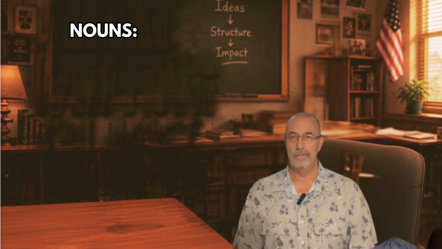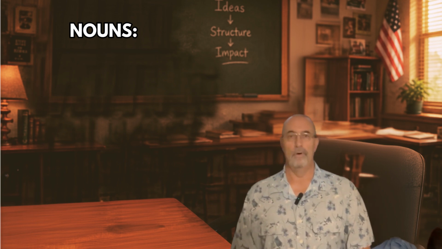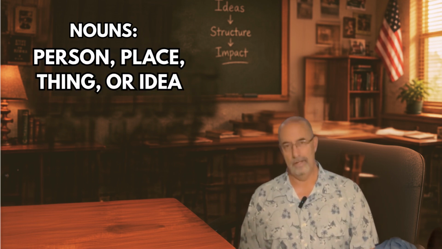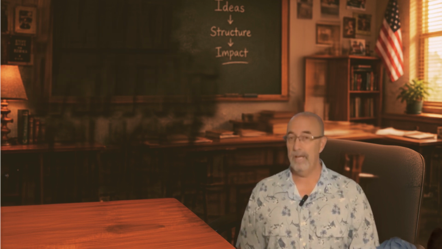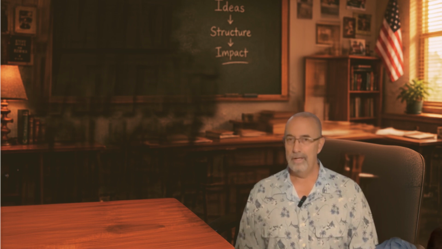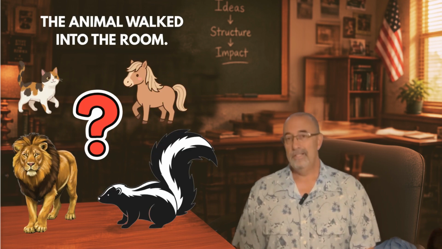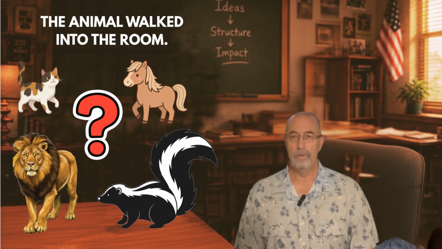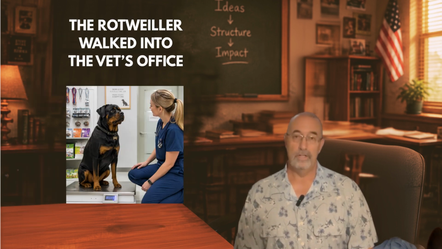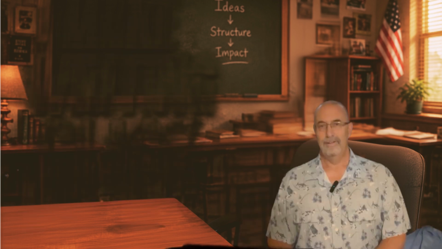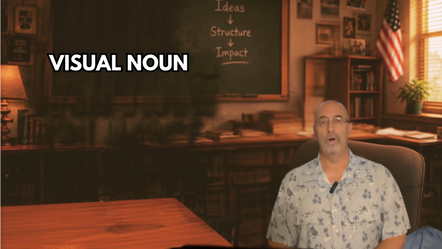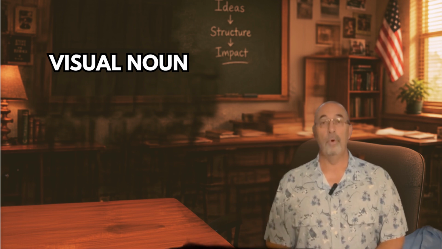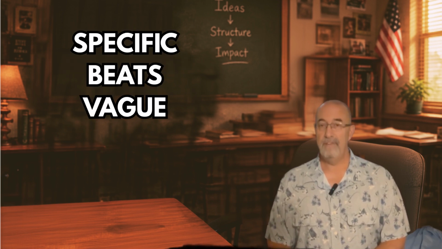Let's start with nouns. The definition you've heard over and over. A noun is a person, place, thing, or idea. Easy, right? You already know this, I'm sure. But here's the part most people skip. Not all nouns are created equal. Watch this. I could say, the animal walked into the room. Or I could say, the Rottweiler walked into the vet's office. Same basic sentence, completely different picture in your head. That's the power of a visual noun. Here's a key point to remember. Specific beats vague every single time.